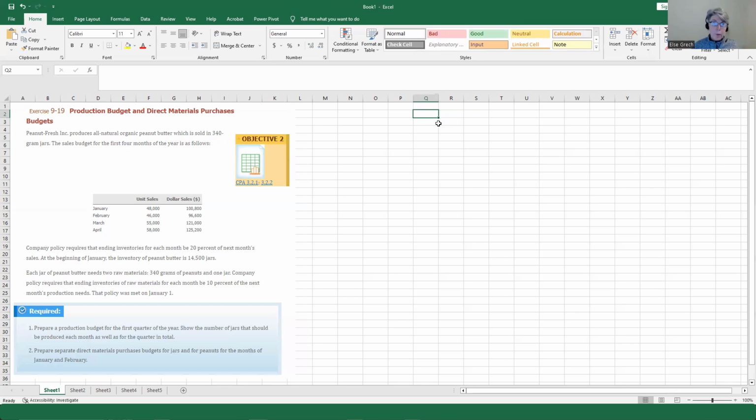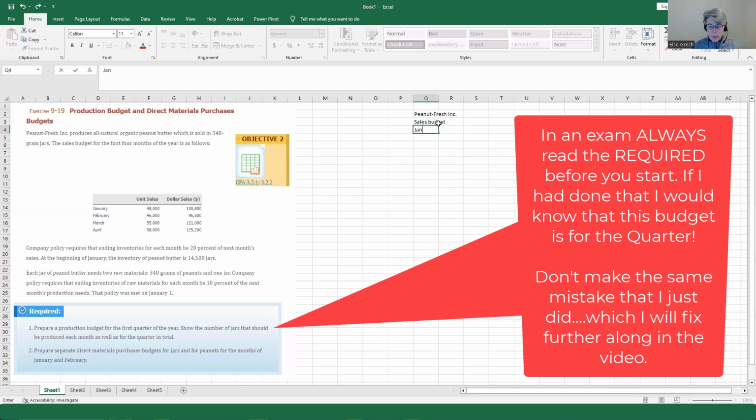Generally, the only thing we get for a sales budget is the month, the number of units, and then the selling price. All right, that's the information we generally get. So I just want to make sure we walk through this for a second. We start with the name of the company, Peanut Fresh Inc. This is going to be the sales budget. And then we do it for the period January to April, and let's say it's 2023.